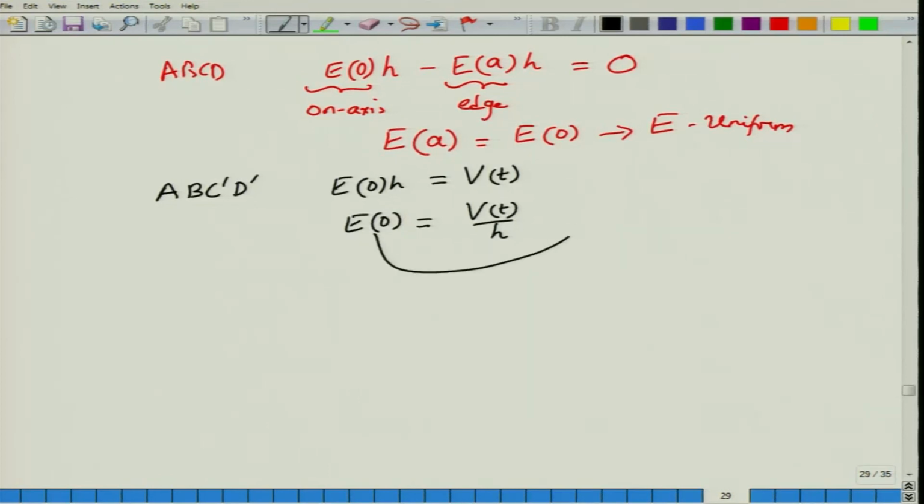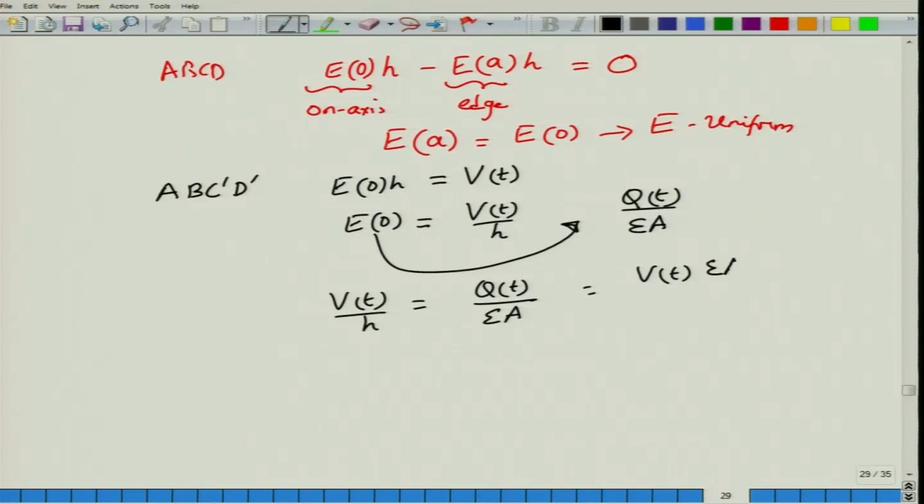But we've already calculated what is the on axis field. This is given by q of t by epsilon a, correct? So I can put that expression over here and then write v of t by h equal to q of t by epsilon a. Adjusting this equation gives me v of t into epsilon a by h equal to q of t. I am not done yet.